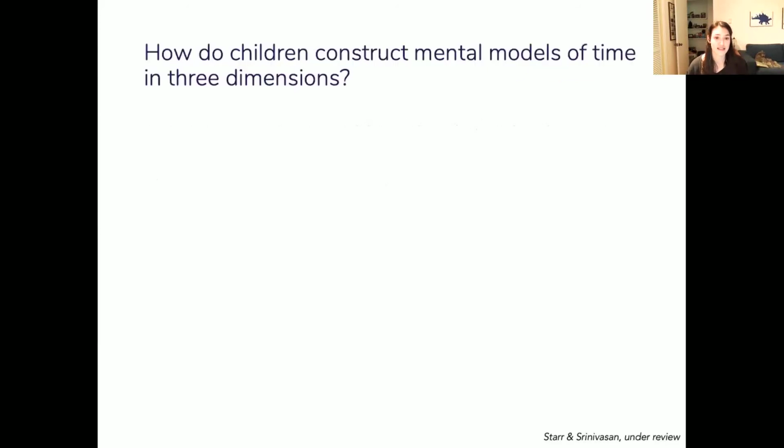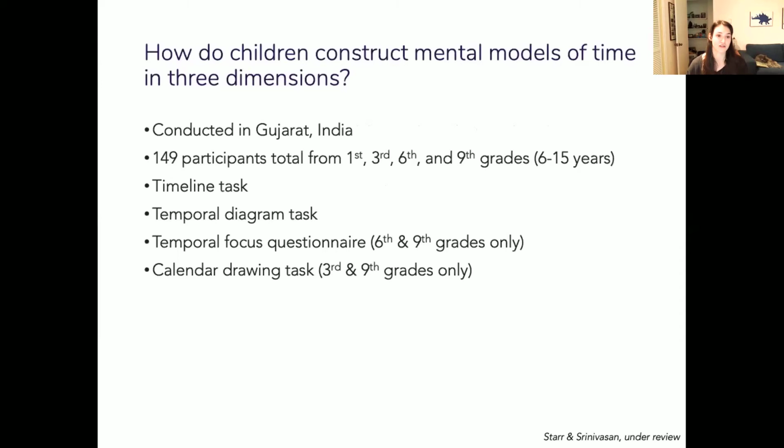In this first study that I want to talk about today, we were interested in how children are constructing their mental models of time, and specifically looking both at the mental timeline and these sagittal representations. We conducted this study in Gujarat, India, so we could take advantage of these differences in calendar layout. And we collected data from students between 1st and 9th grades, who are between 6 and 15 years of age. And we had them do a few different tasks: a timeline task, a temporal diagram task, a temporal focus questionnaire, and a calendar drawing task. I'll talk about all these tasks in a moment.